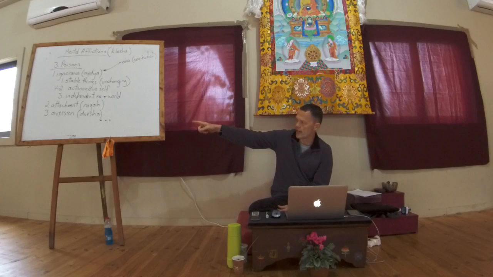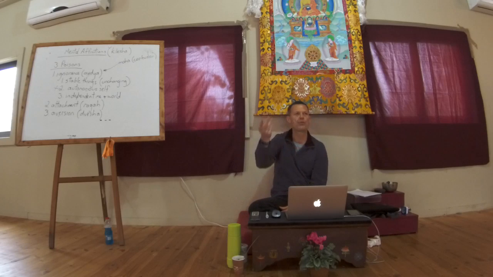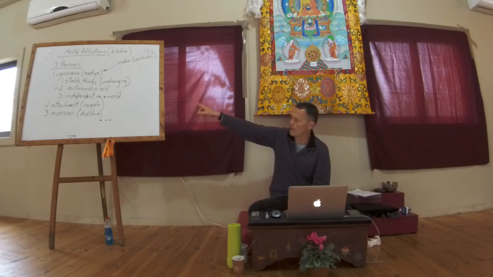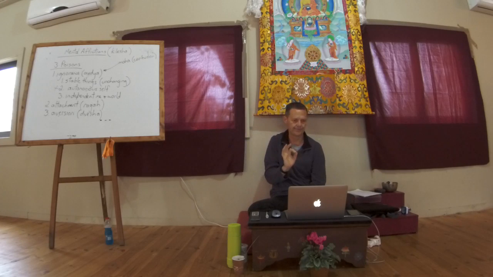Aversion, or dvesha, is sort of the opposite of that. And here, in the three poisons, often instead of aversion, you have listed as the third poison, anger. Anger is a specific type of aversion, very strong type of aversion, that is very destructive. So it often gets a lot of focus in Buddhism. So I want to focus on anger here. So how is anger defined?